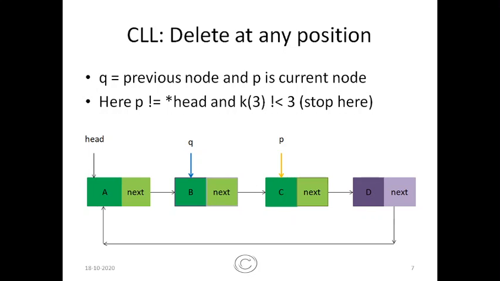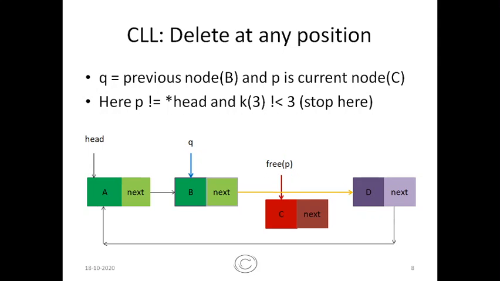So after traversing, we have reached C. Now we are currently at C, and Q is pointing to the previous node B. Now we have to adjust those nodes, and finally we have to free node P. P is the current node, so we have to break the link. P next you can say equal to null, but before assigning null, we have to assign that Q of next will be now P of next.